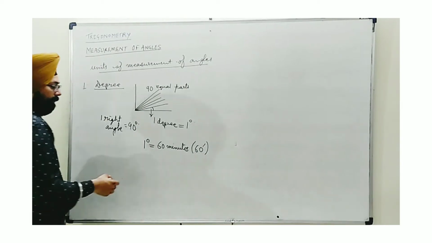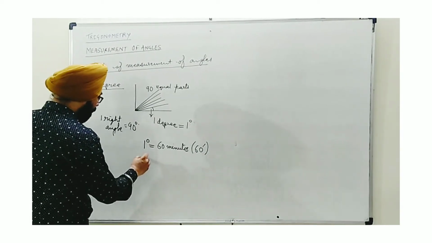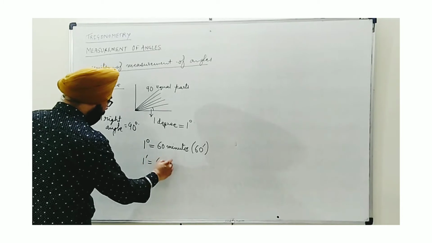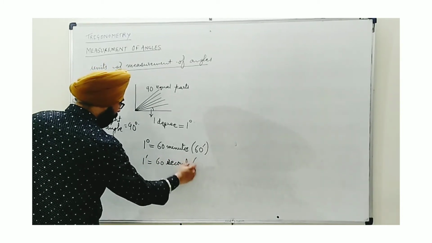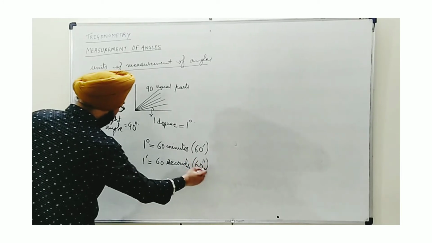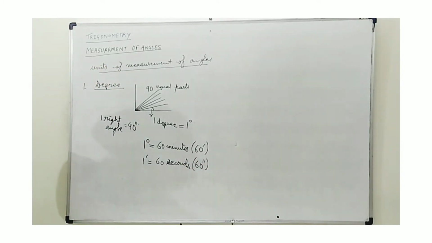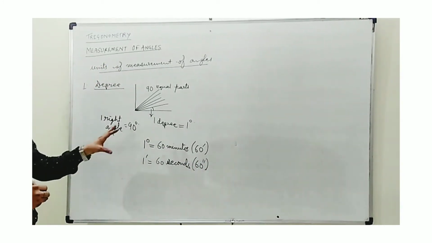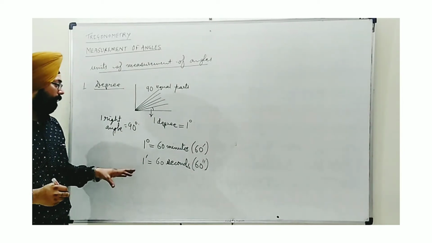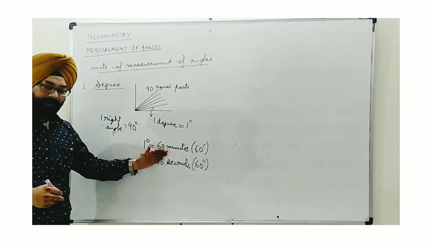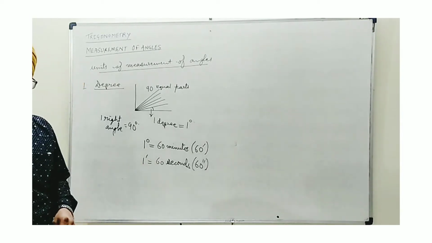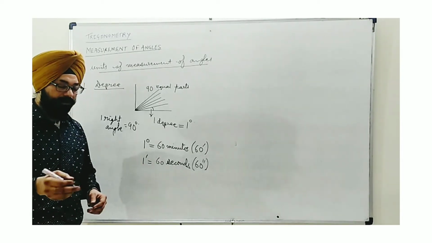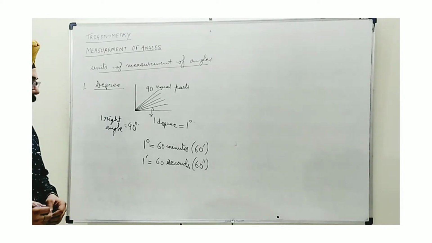Minute also has subdivisions, and obviously that will be 60 seconds. 60 seconds is denoted by a double dash. So this way we have the complete theory of degree. Degree can be subdivided into minutes and minutes into seconds. Its application in use we will see with the help of examples later.